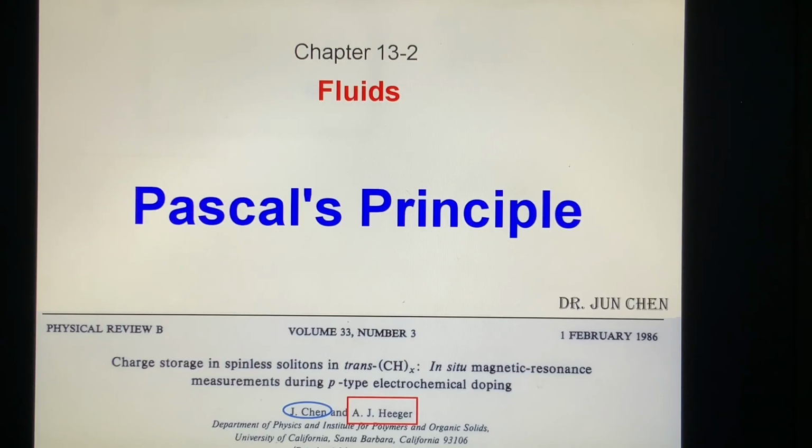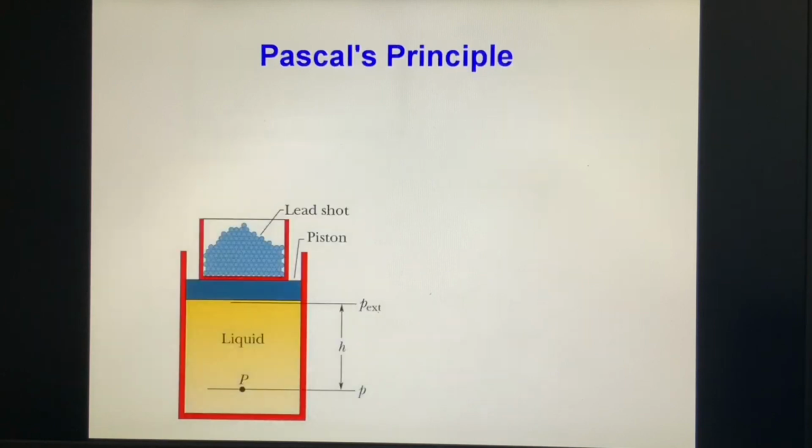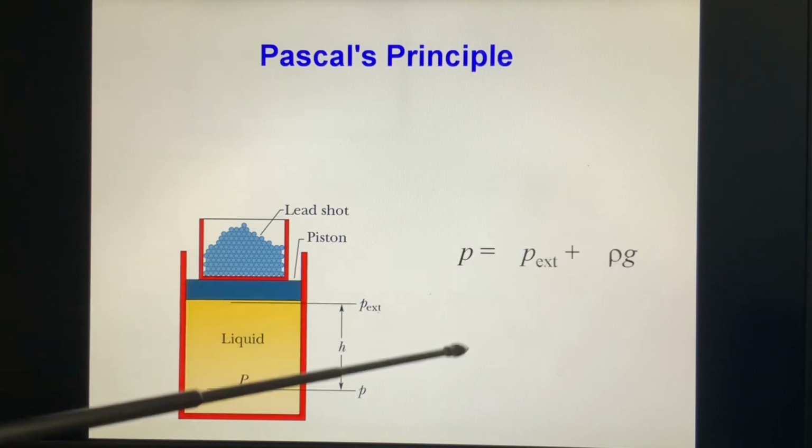Pascal's principle. We have a liquid, and we know at point P in the depth of H, it has the external pressure plus rho gH.